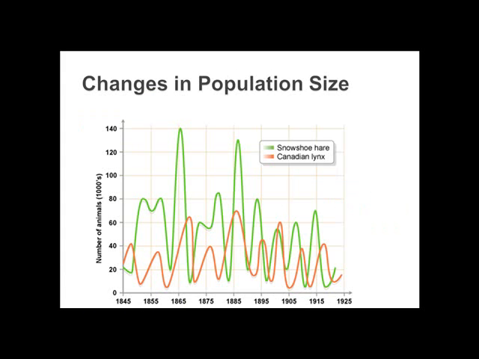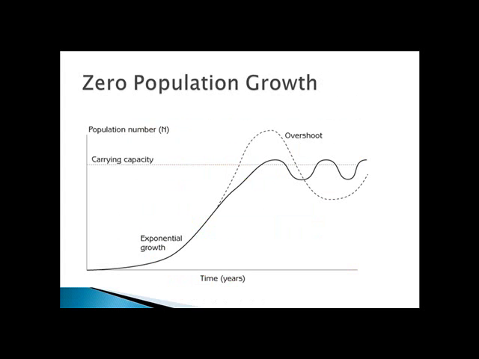Population size is dependent on births, immigration, deaths, and emigration. Remember, immigration means coming in, emigration means going out. Population size may also change on a predictable basis as a result of daily or seasonal events called migrations. Zero population growth designates a near balance of births and deaths.